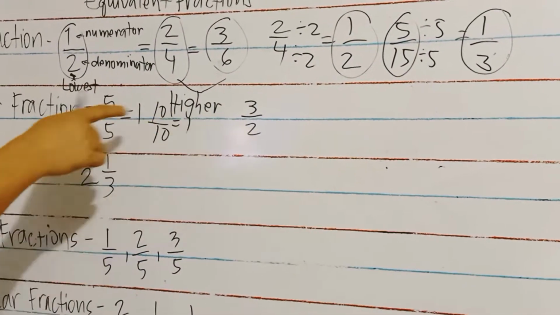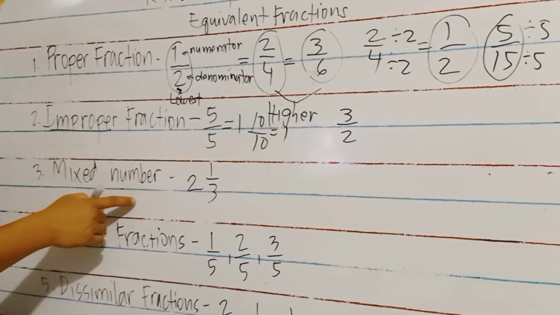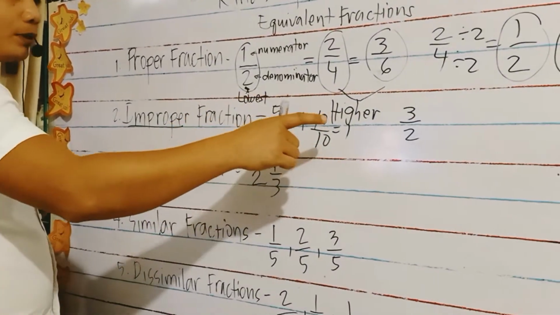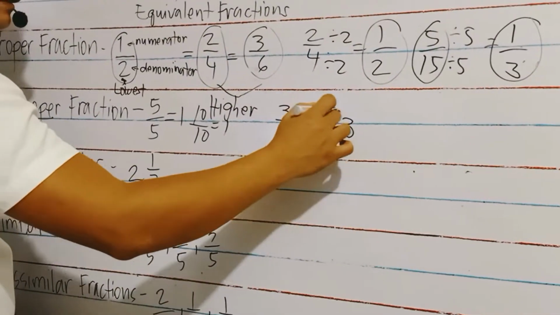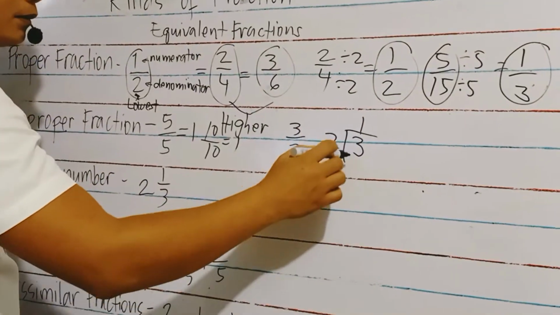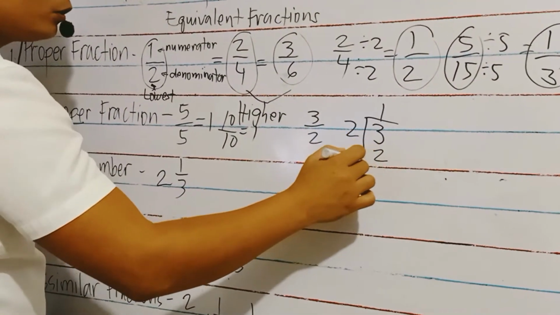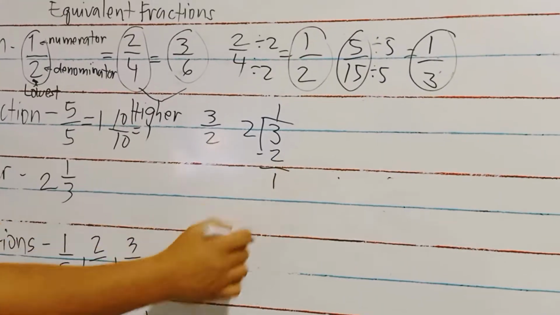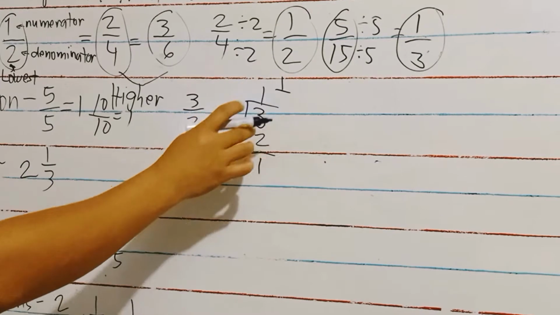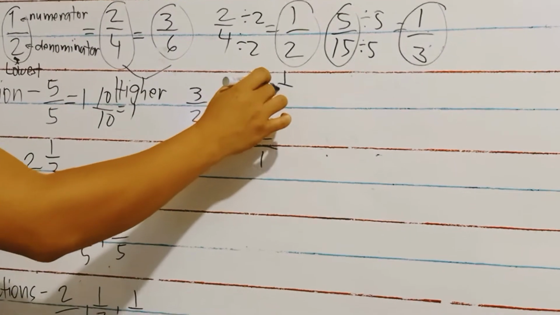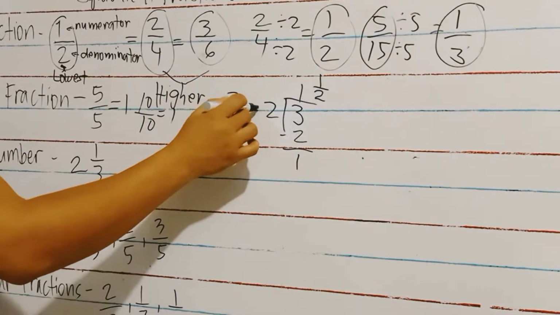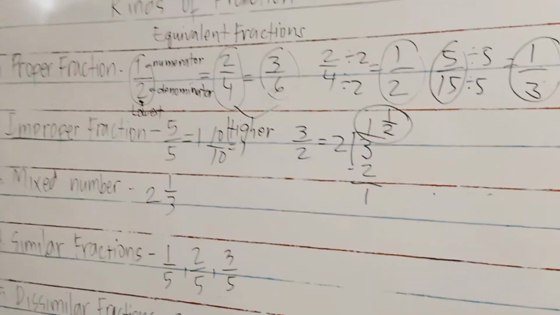Did you know that improper fraction is related sa mixed number? Pag pwede natin gawing mixed number ang improper, paano? I-divide lang natin yung numerator. How many 2 in 3? There is 1. 1 times 2 is 2. Subtract 3 minus 2 is 1. So yung remainder niya, yun yung magiging numerator. Yung divisor natin will be the denominator. So therefore, ang 3/2 ay parehas lang sa 1 and 1/2.